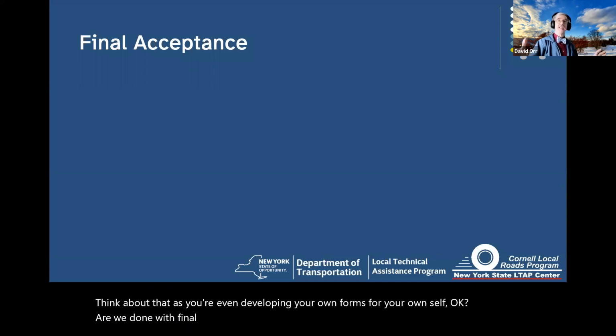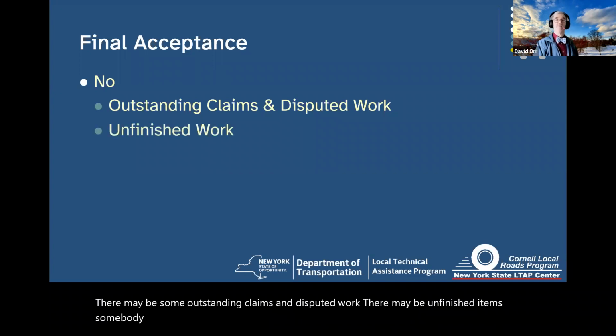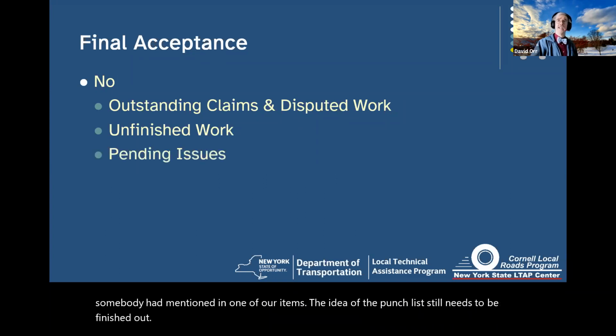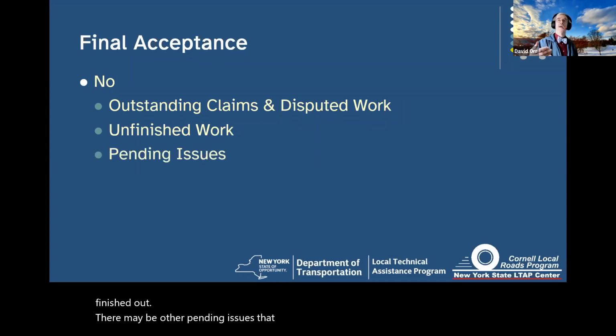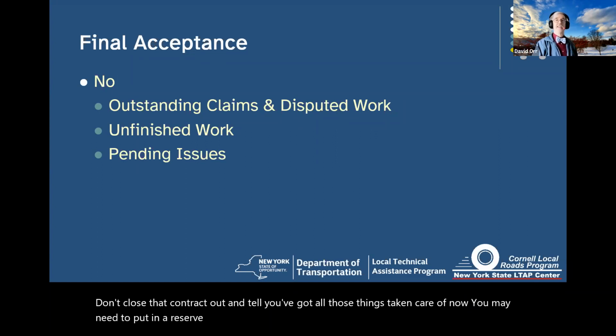Now, are we done with final acceptance? Even after we've got all that done? No. There may be some outstanding claims and disputed work. There may be unfinished items. Somebody had mentioned in one of our items the idea of the punch list still needs to be finished out. There may be other pending issues that come into play. Don't close that contract out until you've got all those things taken care of. Now, you may need to put in a reserve fund or hold some funds aside, but be careful. Once you've closed the contract out, your options change.